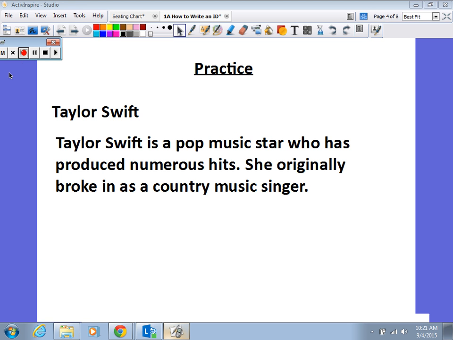Alright, so now you guys have done a couple of yours. We've seen how it is. This is what I had. Taylor Swift is a pop music star who has produced numerous hits. She originally broke in as a country music singer. It's that simple. You identified who she is, what she's significant for, her number of hits, and then there's a fact about her. She originally broke in as a country music singer.